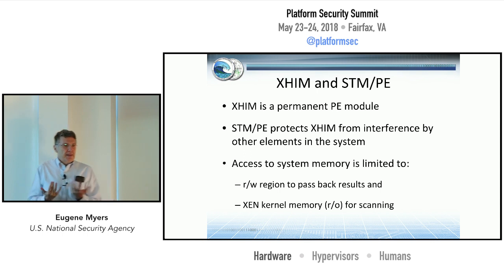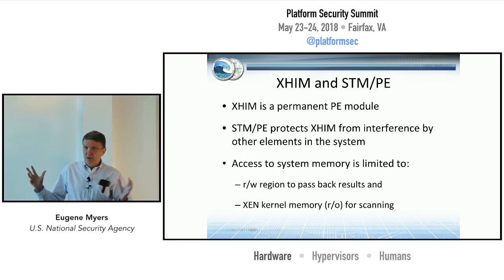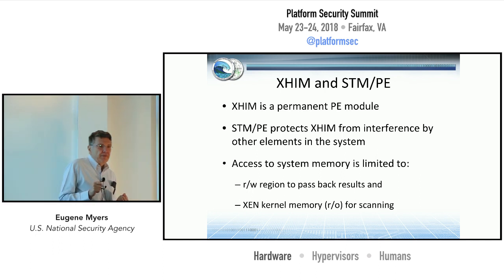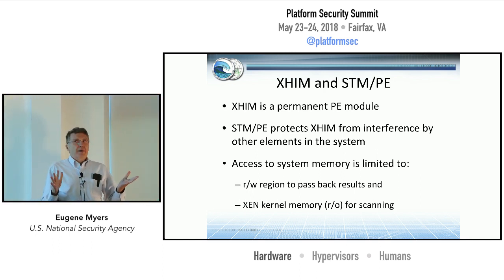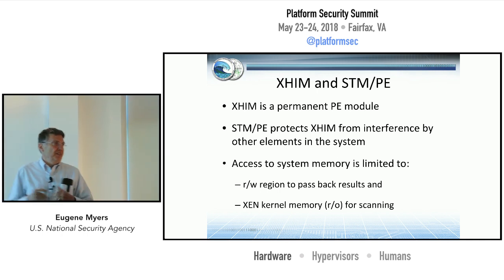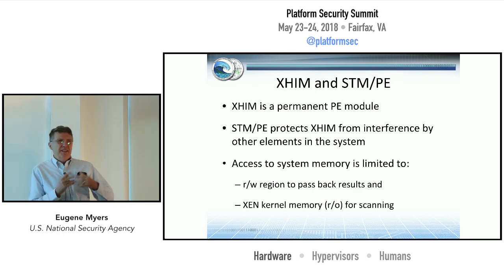So the XHIM is a permanent protected execution module. It stays in there all the time. It's loaded when Xen comes up, and it's now invoked by an SMI interrupt every 16 seconds. Now, 16 seconds is kind of arbitrary because I run it on my development system. So it's always running in the background, and it takes about 2 seconds currently to do its measurement.